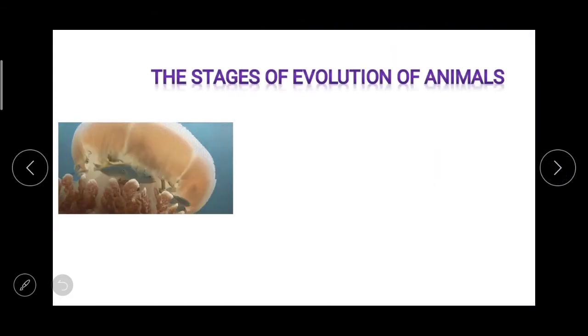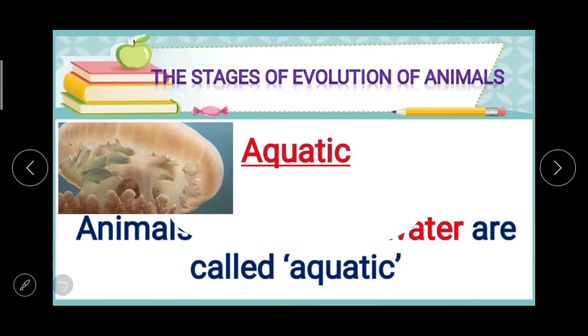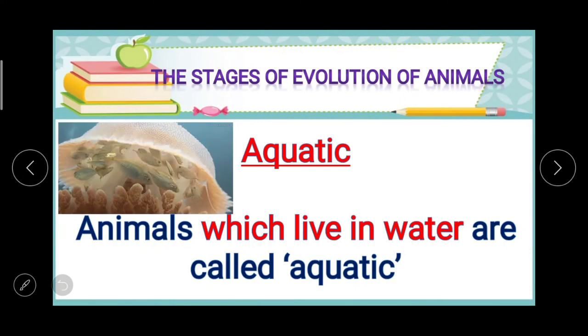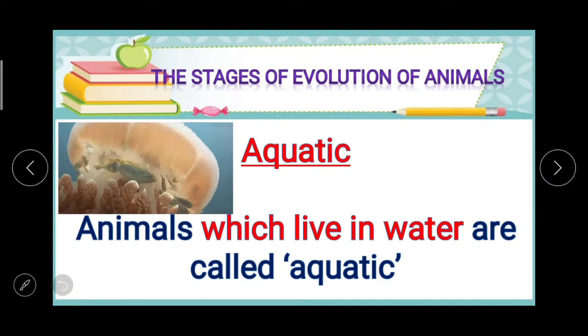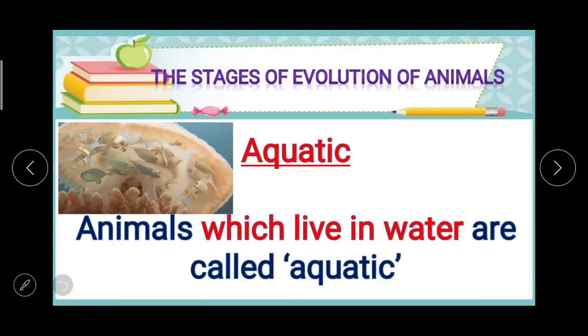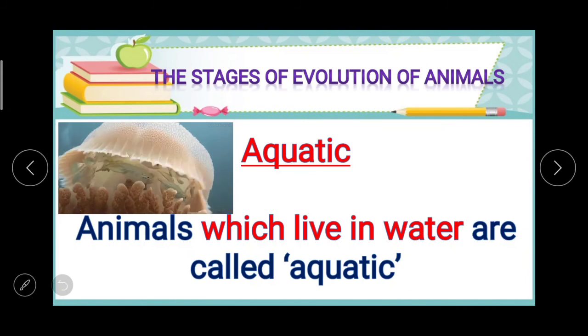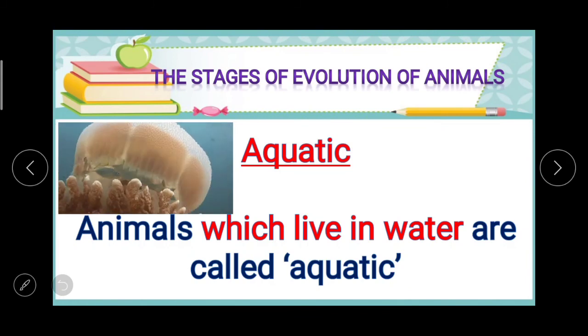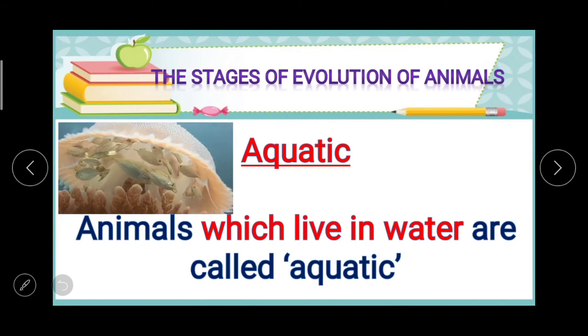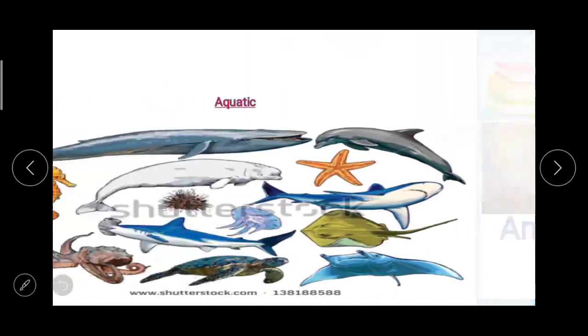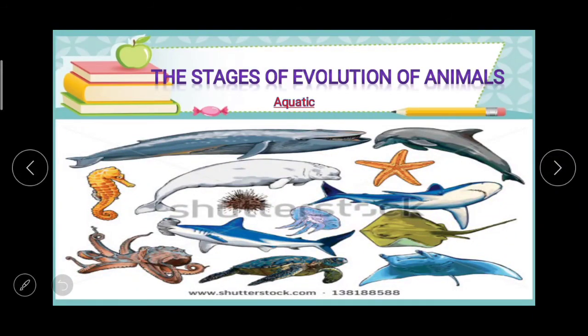Next thing, or the next stage of evolution of animals, that is aquatic. Very simple, animals which live in water are called aquatic animals. Now here you can add examples to this by yourself. जो पानी में रहने वाले एनिमल्स हैं उन्हें हम एक्वेटिक एनिमल्स कहते हैं. Again, as you can see the image in which aquatic animals are there.